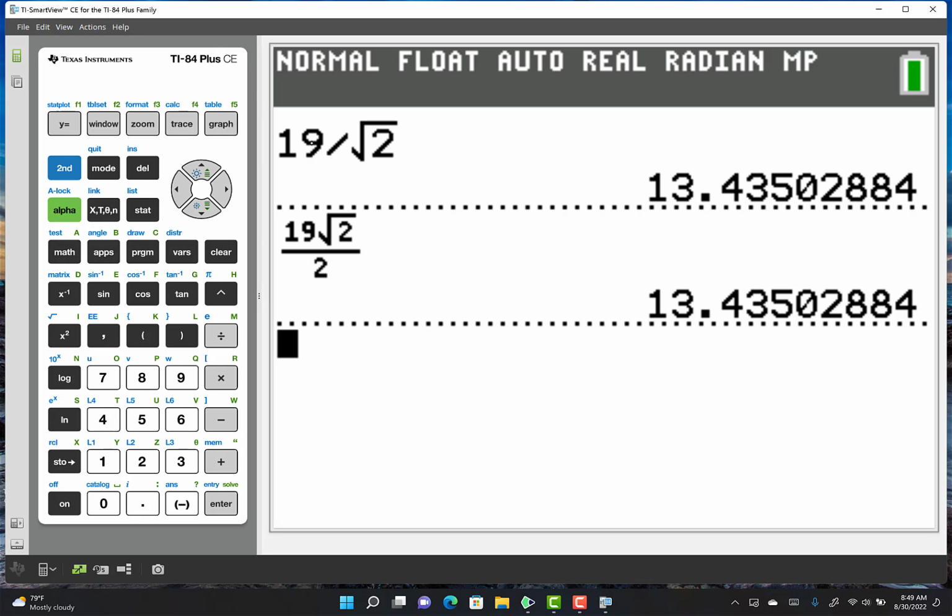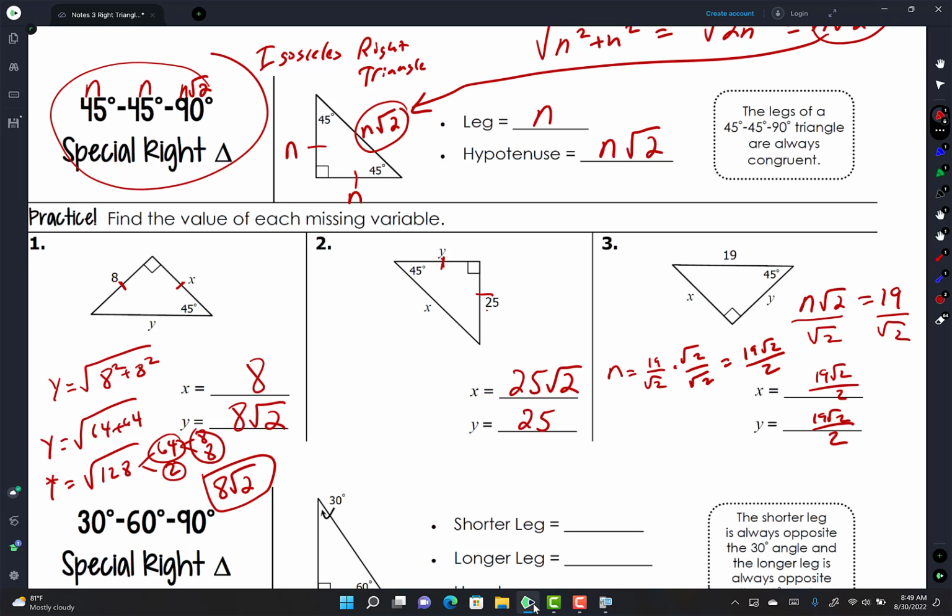Yeah, it's still there. Check it out. 19 divided by square root of 2 is this decimal, 13.435028884. It actually keeps going forever. And check it out, 19 square root of 2 over 2 is that same decimal, digit per digit. Cool, right? Okay, let's keep going.